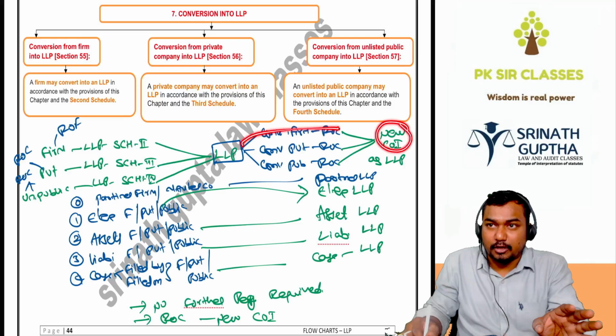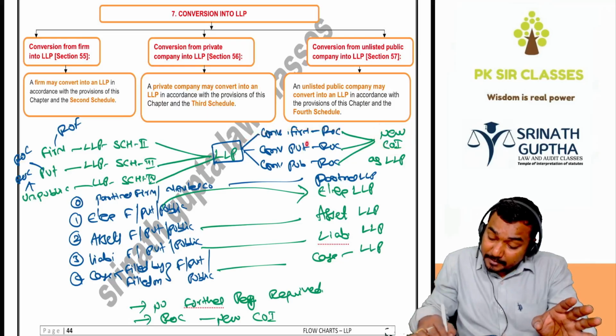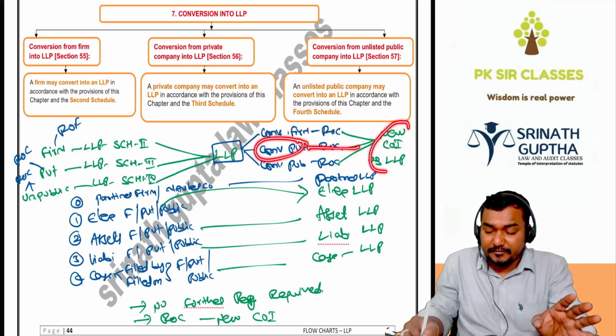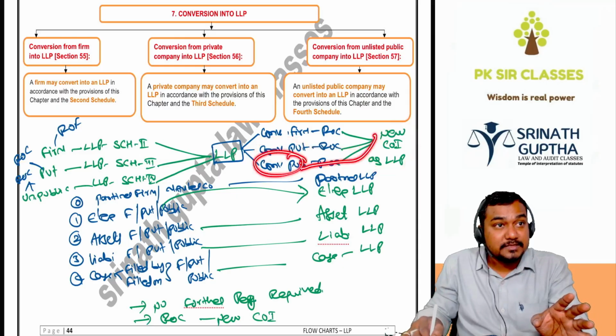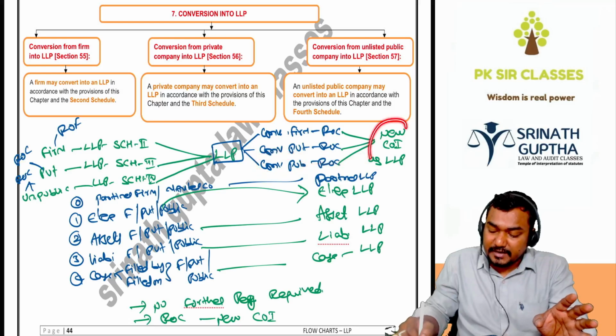They will issue a new certificate of incorporation as an LLP. The private company, after conversion, informs the ROC, and they will issue a new certificate of incorporation as an LLP. The unlisted public company has to inform the ROC after conversion, and they will issue a new certificate as an LLP.